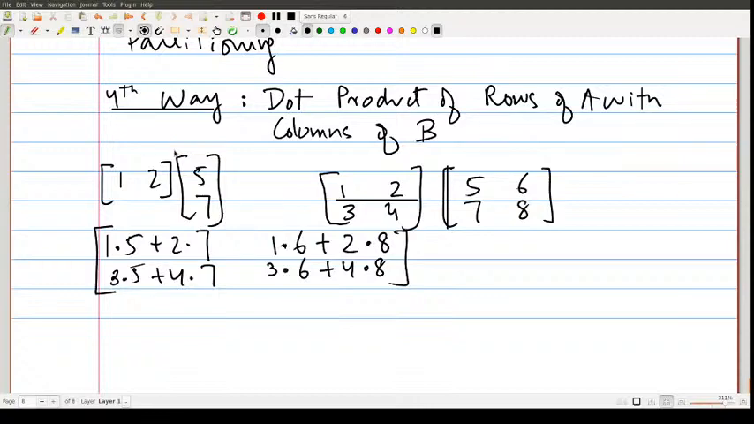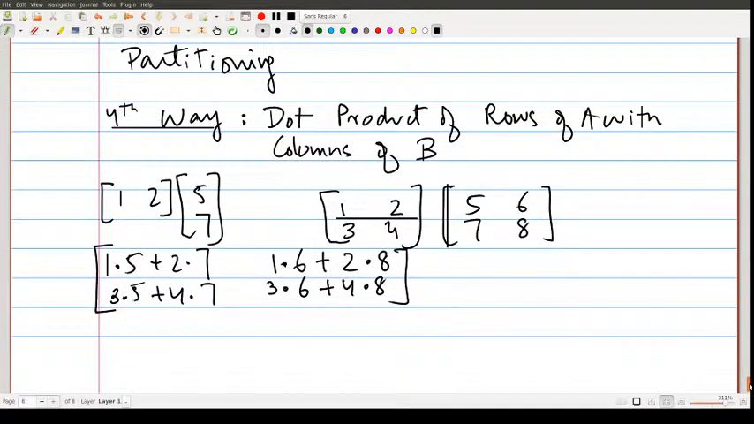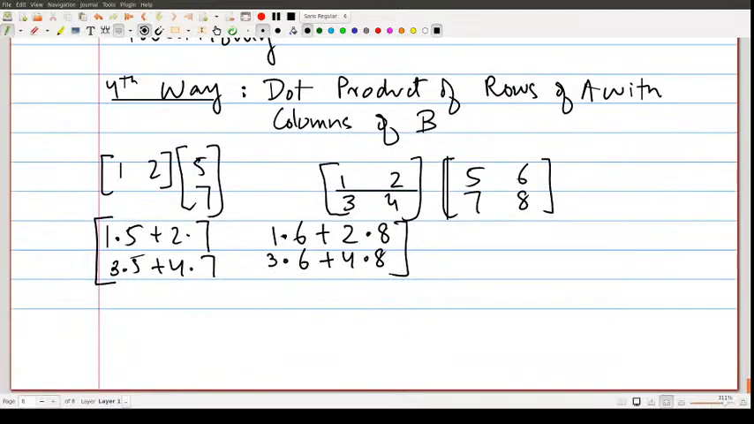So now the question is, which way do you use? The answer is whichever one is the most convenient for you for those particular matrices. If you're working with column spaces or row spaces, then you would want to view them as a linear combination of columns or a linear combination of rows, depending on whichever is easiest at that point.